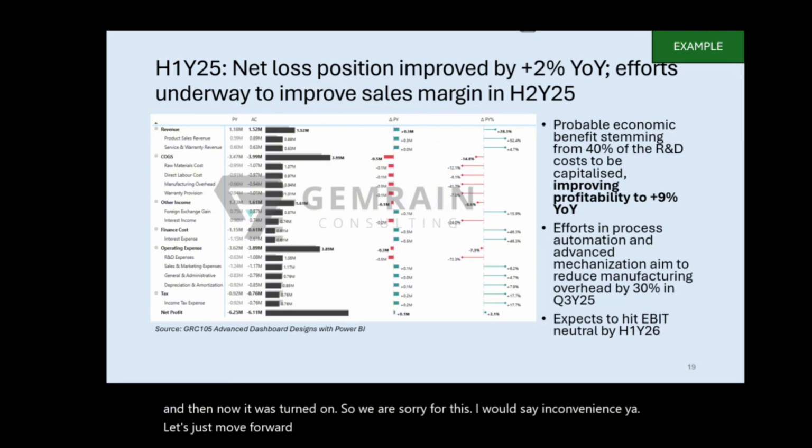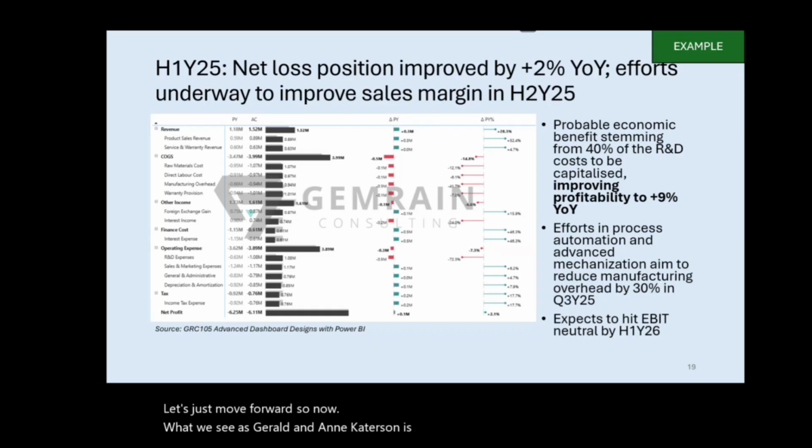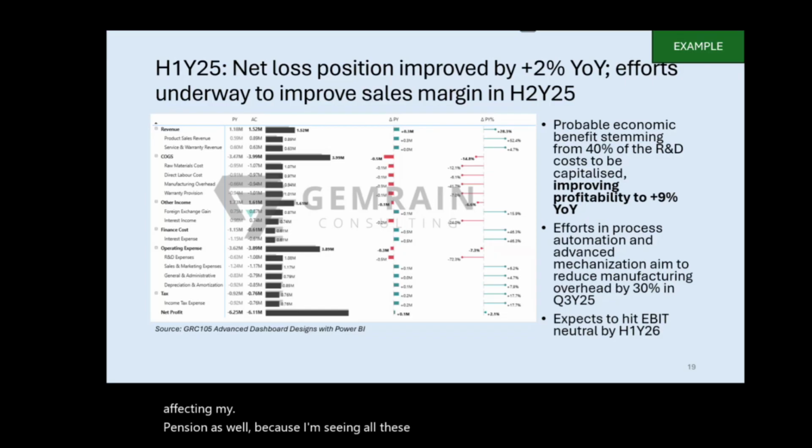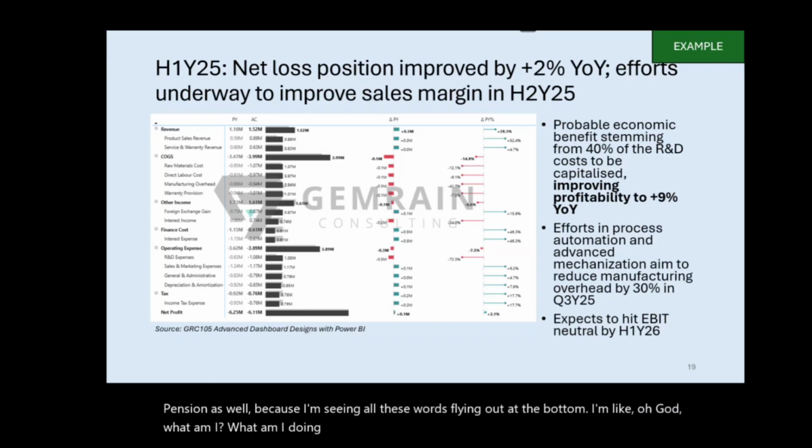So now, as Gerald and Catterson are saying, honestly as a presenter it is also affecting my attention. Because I'm seeing all these words flying out at the bottom, I'm like, oh God, what am I doing here? Right. So I am trying consciously to ignore whatever is happening at the bottom.